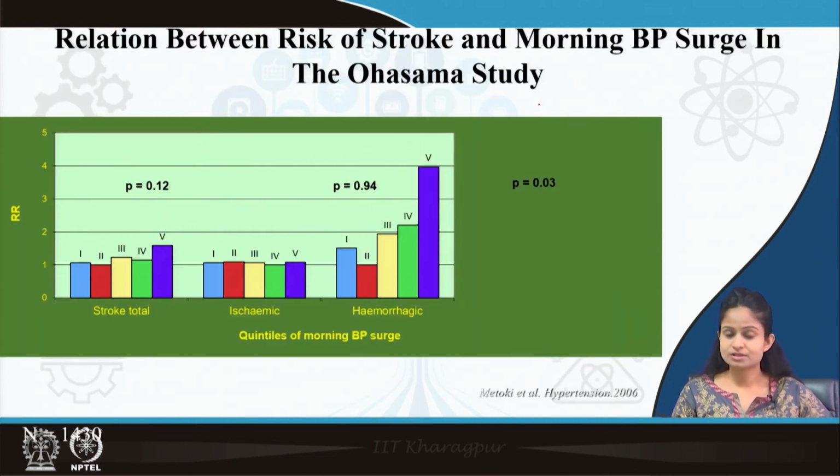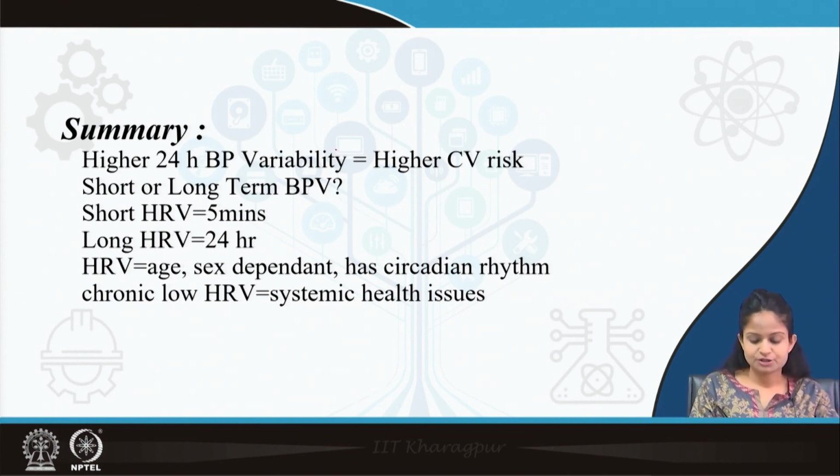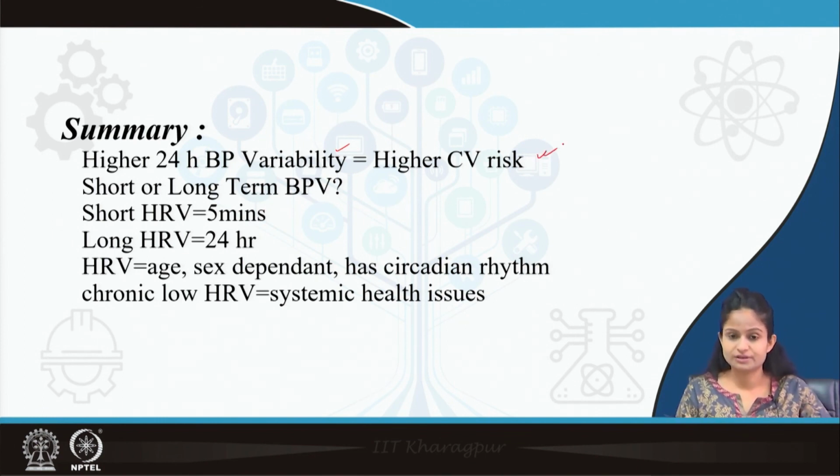Same, there is a high risk of stroke in patients who are having morning BP surge. The Ohasama study has shown that whoever persons are having morning BP surge, they have to be very careful and they have to take the antihypertensive medications very precautiously to prevent certain cardiovascular risk or certain cardiac death. So, higher 24-hour blood pressure variability means higher cardiovascular risk.